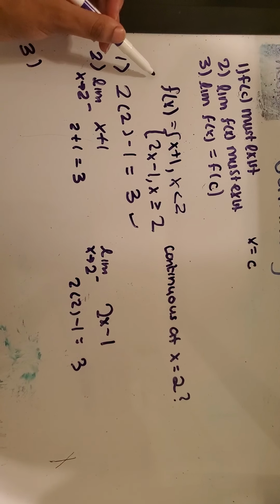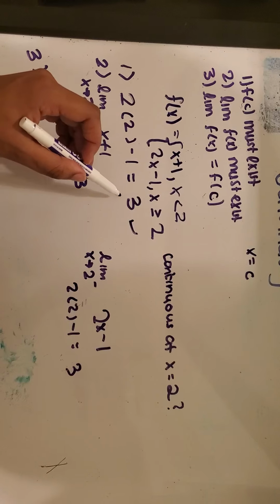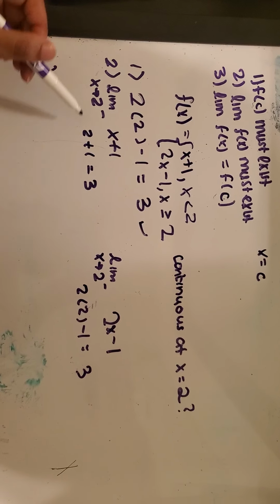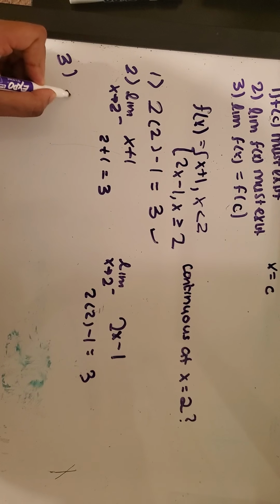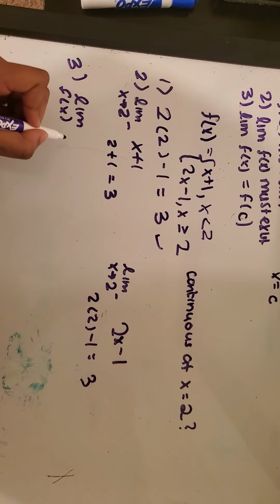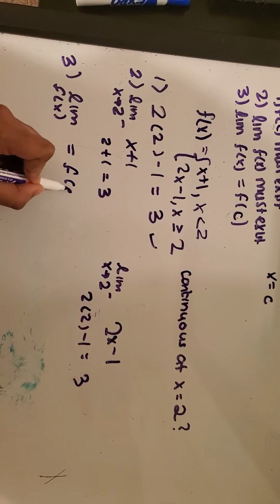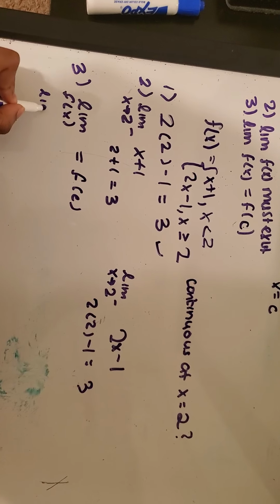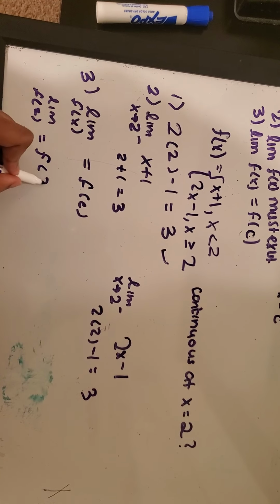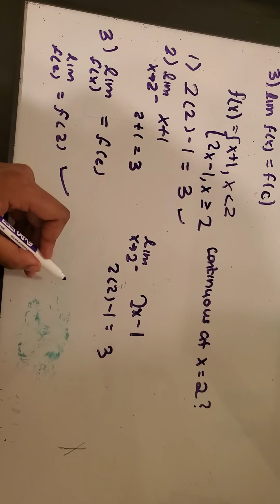Since f of c, which we got in the first rule we tested, equals 3, and that equals the limit as x approaches 2, which is also 3, we can say that the limit of f of x is equal to f of c, or the limit as x approaches 2 is equal to the function value at 2. Therefore, this function is continuous at x equals 2.